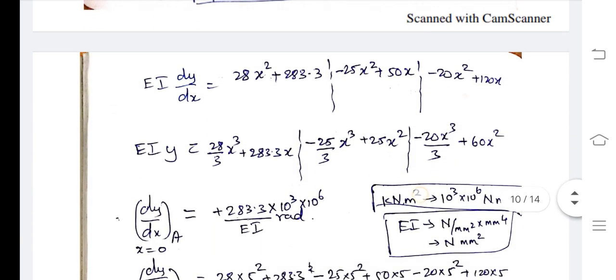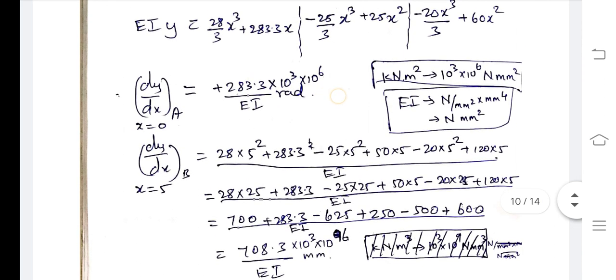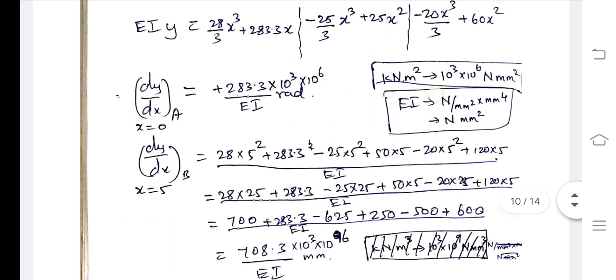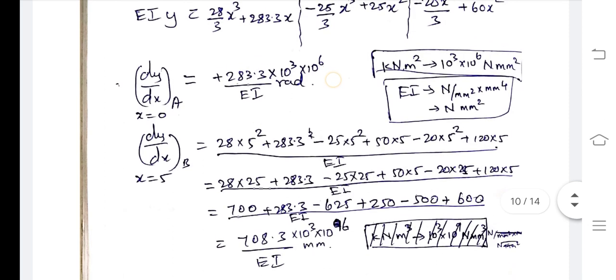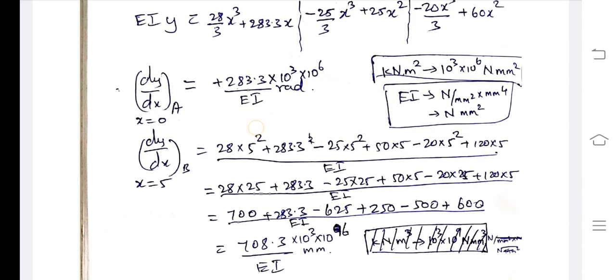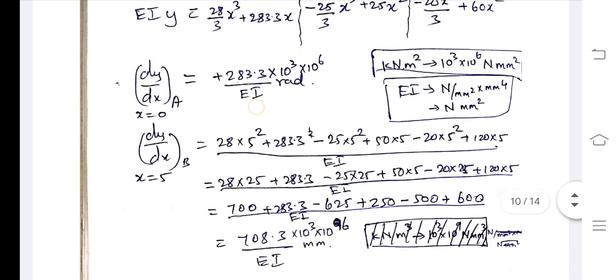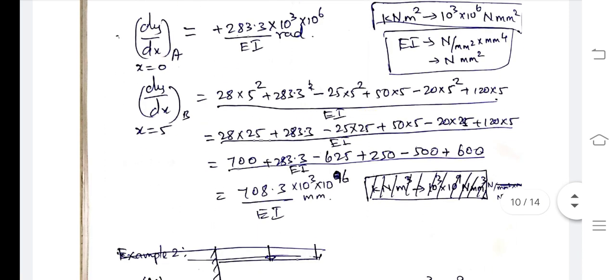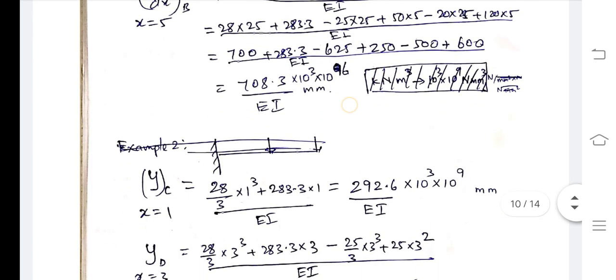So you have to convert the numerator from kilonewton meter square. This is only for the slope. The conversion is 10 power 3 into 10 power 6, which you have to multiply here, and then substitute the E and I values in Newton per mm square and mm power 4. So the conversion is 10 power 3 into 10 power 6. The slope unit is radians. Then the slope at B: here also the same thing, after substituting you will get this value.